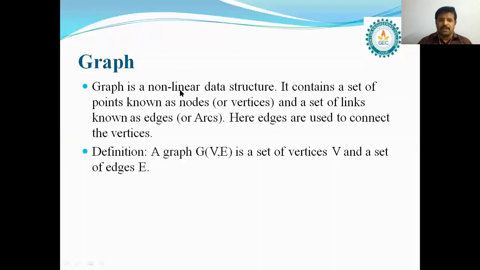And next one is the graph. The graph is a nonlinear data structure. It contains a set of points known as nodes and a set of links which are called edges. Here the edges are used to connect the vertices. Right, the graph is a nonlinear data structure which contains nodes and edges, and nodes are nothing but vertices. By using these edges, we can connect the nodes. And the definition of a graph is: a graph G(V, E) is a set of vertices V and a set of edges E. Right, these vertices are connected by using these edges.